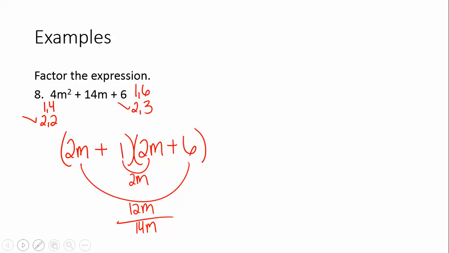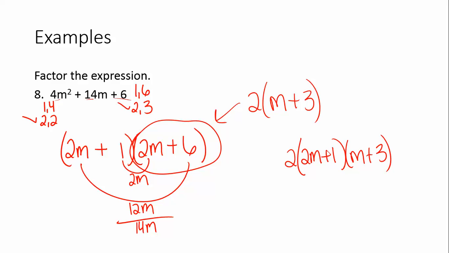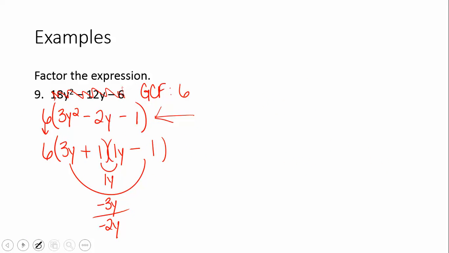And if I go back to that last example, you'll see that I could have divided everything by 2. Now that I'm looking at it, this binomial right here, you could factor a 2 out and be left with m plus 3. So this answer for number 8 should actually be, let's put this 2 all the way out in front, and then we had 2m plus 1 times m plus 3. So if you can take out a greatest common factor, you do need to make sure that you're doing that first.